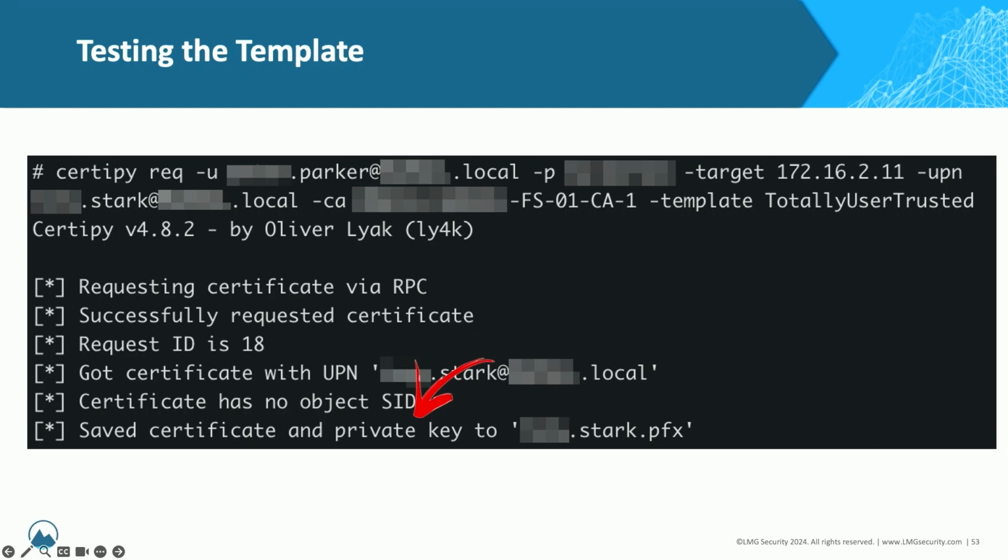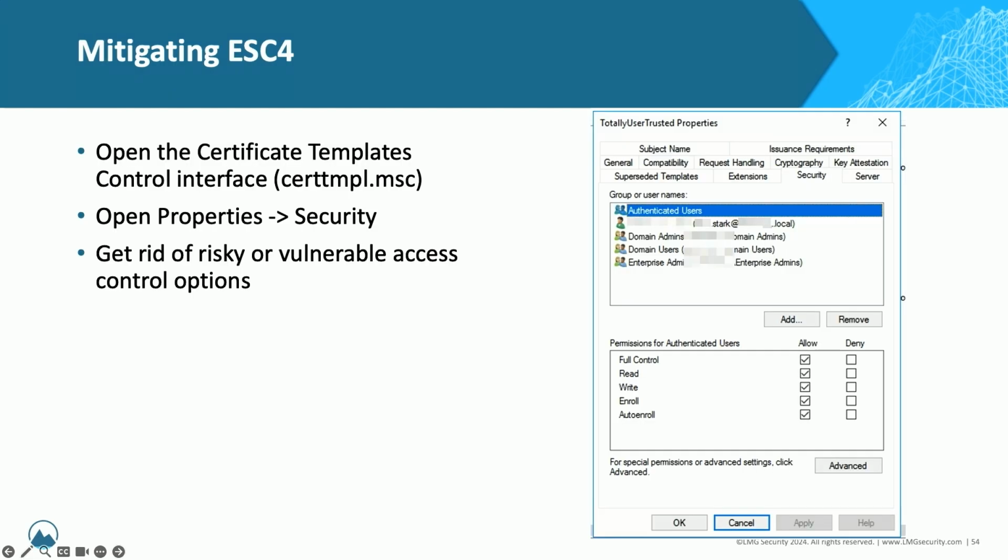There you go. So taking care of escalation 4, and this is the last one we'll talk about before we end out here, mitigating escalation 4 really comes down to the same kind of principles that you would need to apply for solid identity and access management.